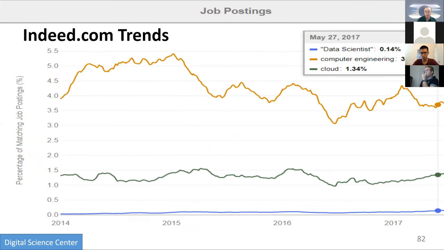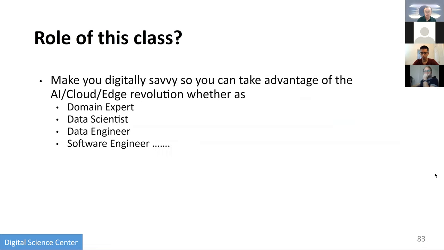These slides are from indeed.com. Unfortunately, indeed.com removed access to this information around 2018, so I only have the data up to when they shut it. It shows how the interest in data science is sitting there. Core technologies are incredibly important. Cloud computing is very important. And this just tells you what the purpose of this class is. You need to become digitally savvy so you can get those jobs, and you can do it whether you're a domain expert, a data scientist, a data engineer, or a software engineer.